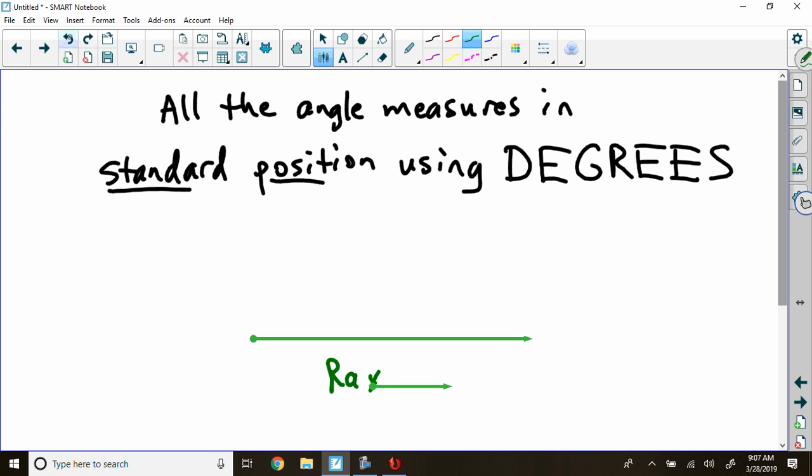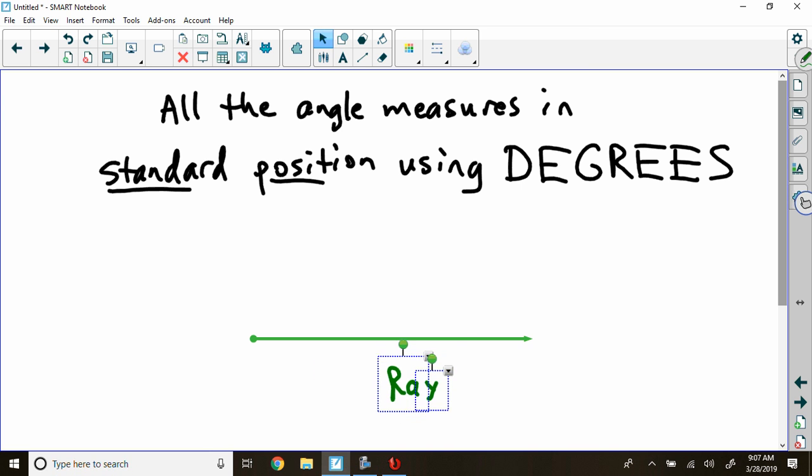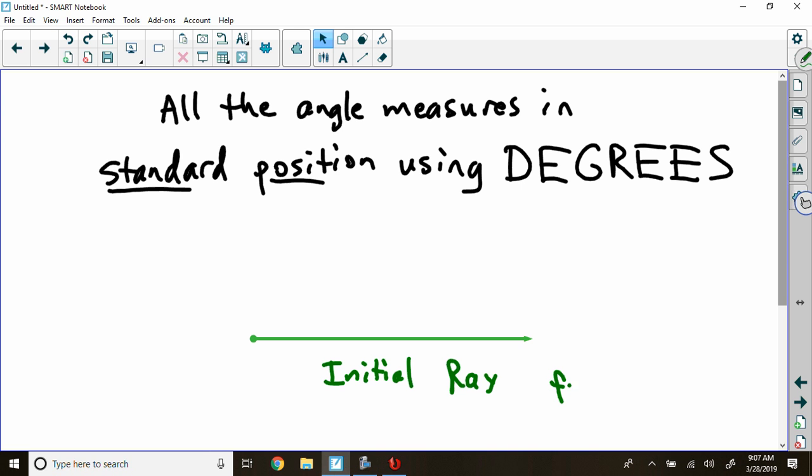ray that we draw, and when we draw something first, we draw it initially. So this is called the initial ray. And if something's in standard position, what that means is the initial ray faces due east.